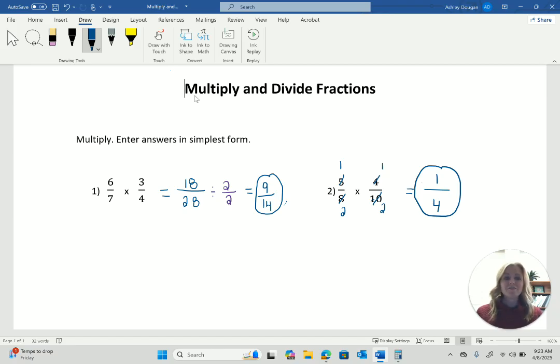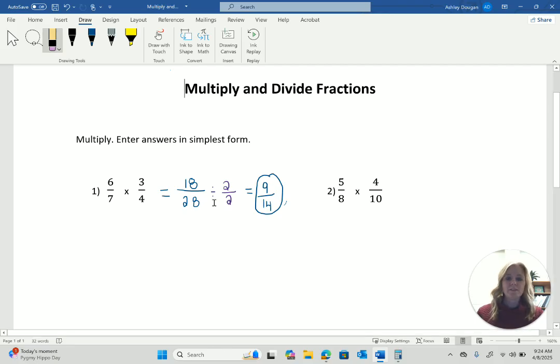So you may or may not have seen this method of simplifying first, but again, sometimes it's easier to simplify with smaller numbers, depending on what you're starting with, and then to simplify at the end. All right, again, you may not always have factors that simplify. But it can be an easy, quick way to multiply if you're familiar with this method. So that's multiplication, straight across and then simplify, or simplify first and then multiply straight across.